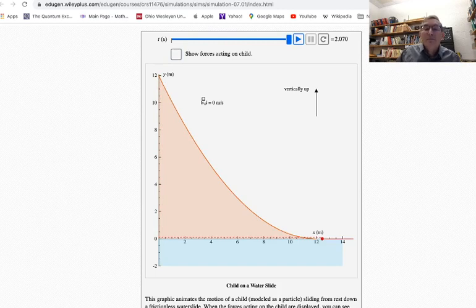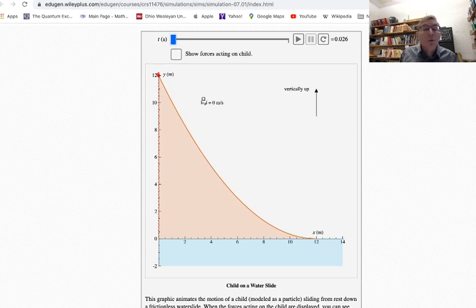Seems pretty simple enough. The child slides down the slide. Notice the shape of that slide, though, is somewhat complicated. It's got some curvature to it. It's steep at first and then it levels out. That is a somewhat complicated mathematical surface for the slide.